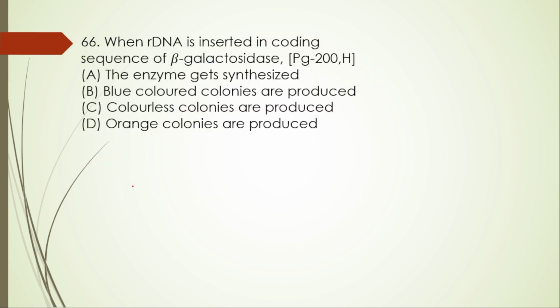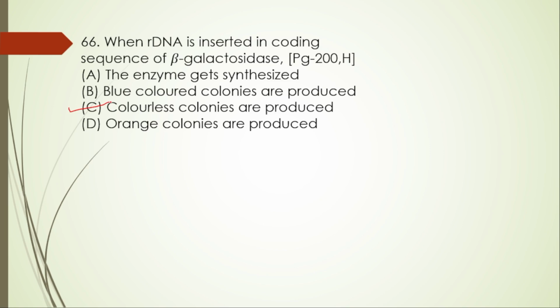66. When rDNA is inserted in the coding sequence of beta-galactosidase, the enzyme gets synthesized, blue colored colonies are produced, colorless colonies are produced, orange colonies are produced. So here the right option is option C. Colorless colonies are produced. This is called what?